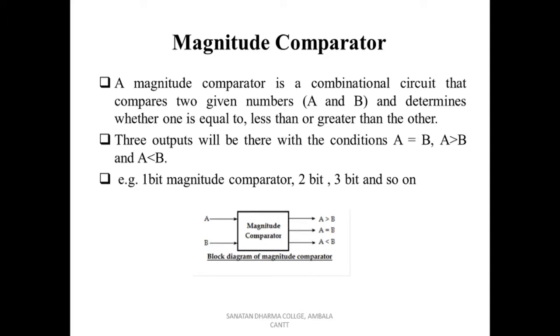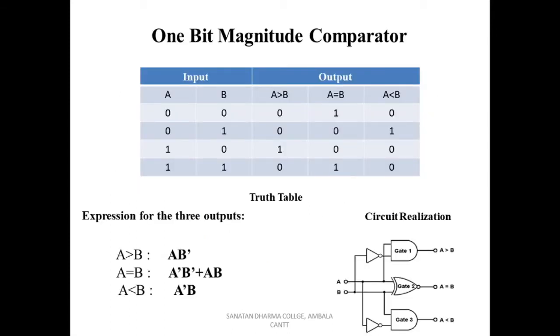It's a combinational circuit that compares two given numbers and determines whether the numbers are equal, or one is less than another, or greater than another. Three outputs will always be there depending on the three conditions of equal, less or greater than. Let us see a one bit magnitude comparator.